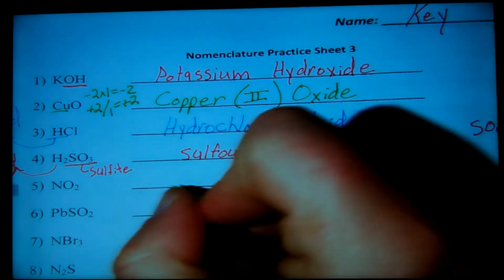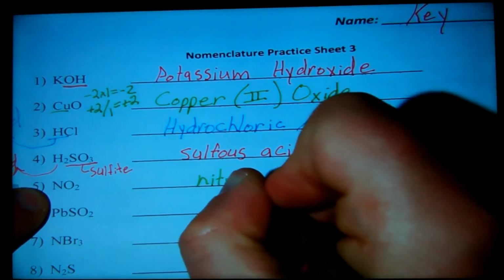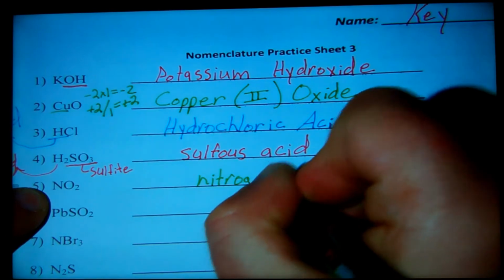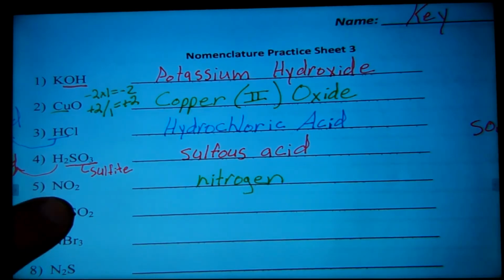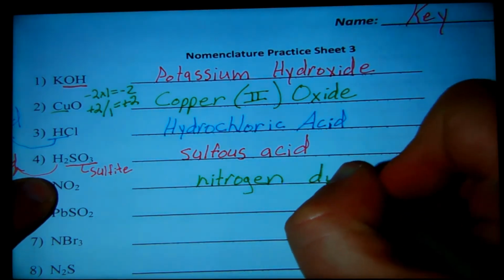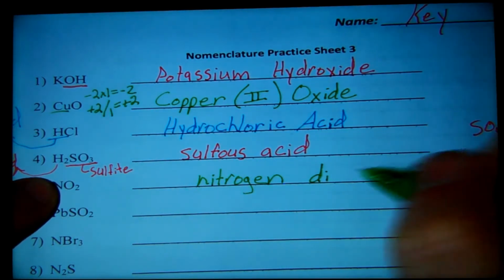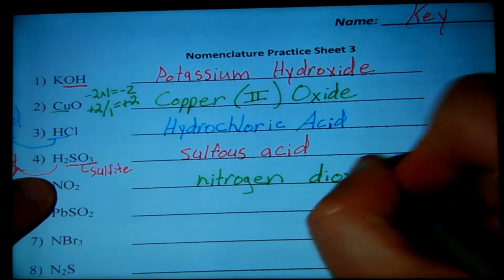So we're going to have nitrogen is the first one, it's the first element, and here's the thing. It only has one nitrogen, so we do not use the prefix here. The second one, you will always use a prefix, so it's 2, so it's di. O is oxygen, remove the ending, add IDE, so dioxide.